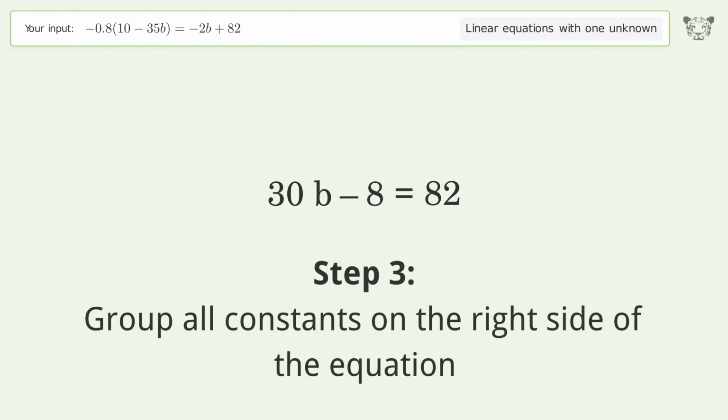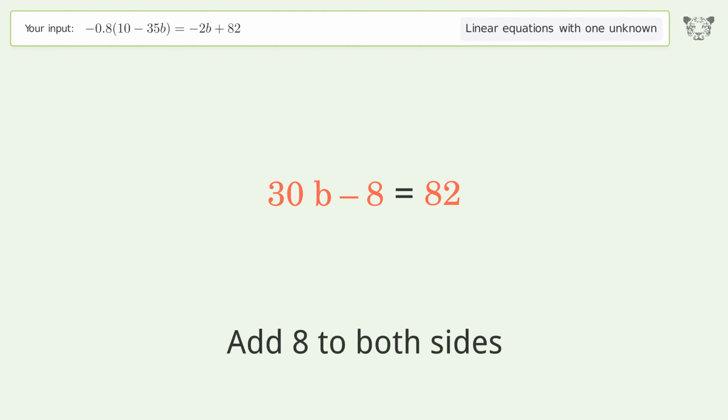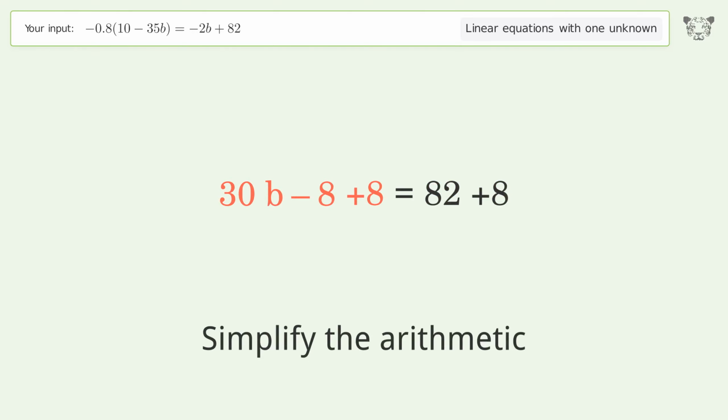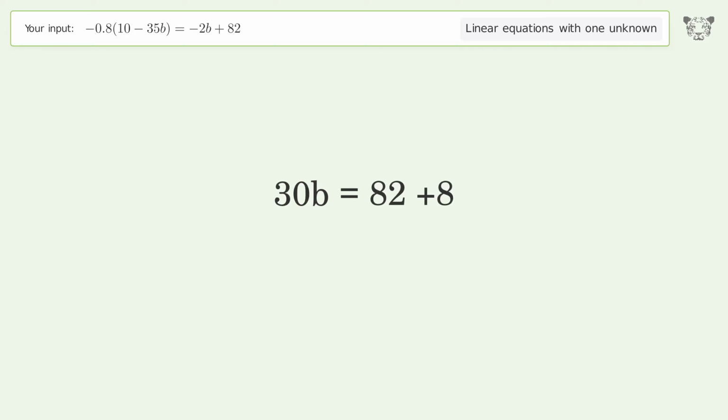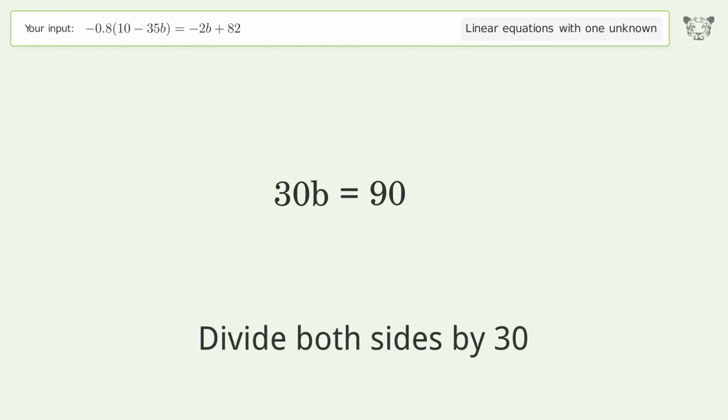Group all constants on the right side of the equation. Add 8 to both sides. Simplify the arithmetic. Isolate the b. Divide both sides by 30.